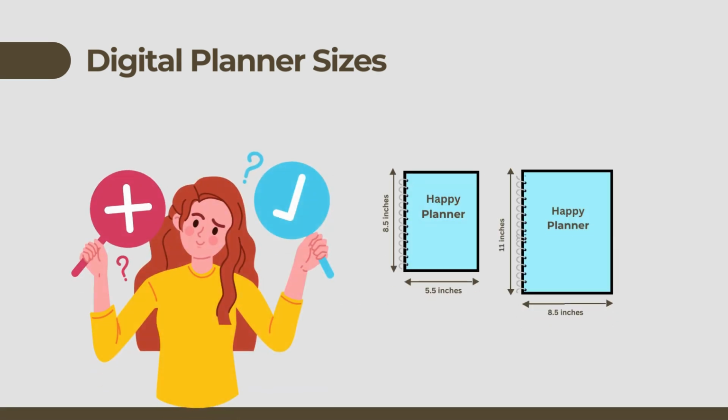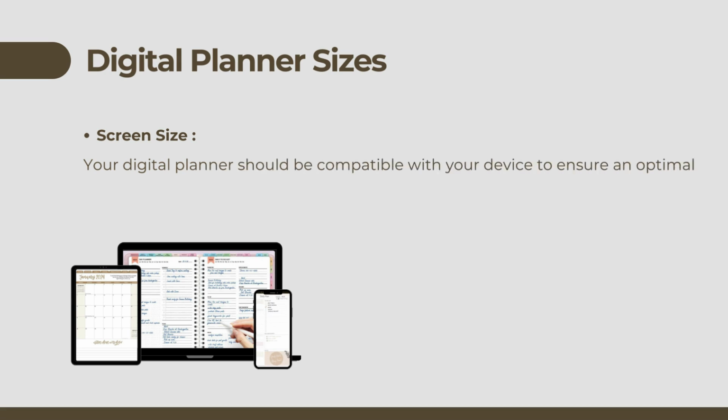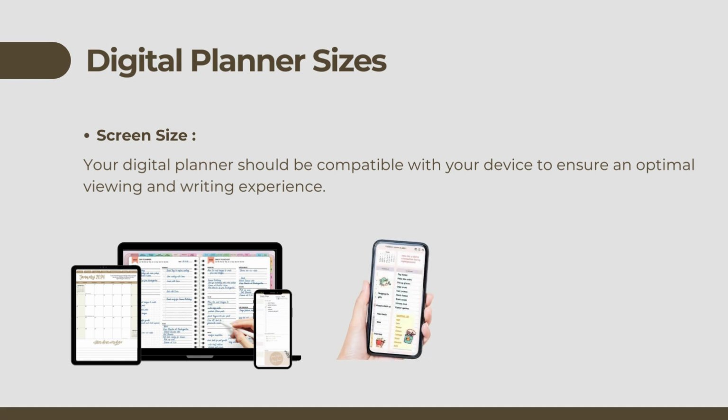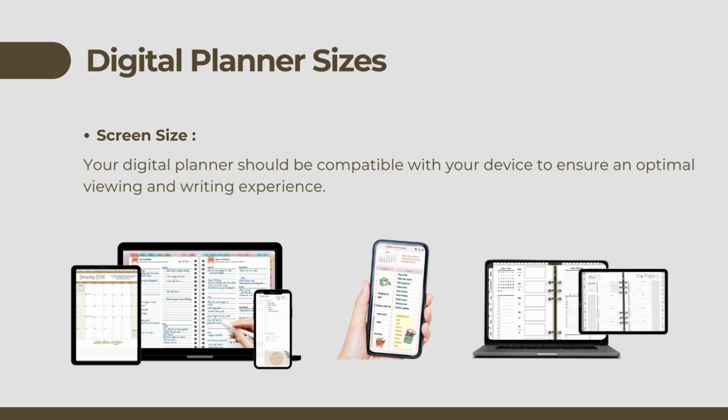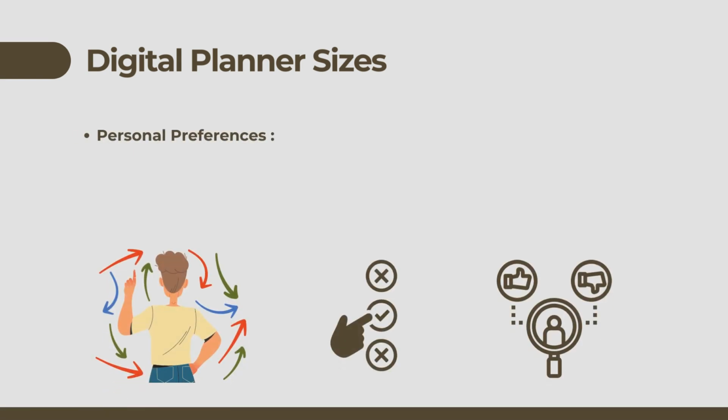Now, how do you choose the right size for you? Let's find out. First, let's consider your device screen size. Your digital planner should be compatible with your device to ensure an optimal viewing and writing experience. If you're using a smartphone, you'll want to choose a size that fits comfortably within the screen without feeling cramped or cluttered. On the other hand, if you're using a tablet or laptop, you have more flexibility to work with larger planner sizes.